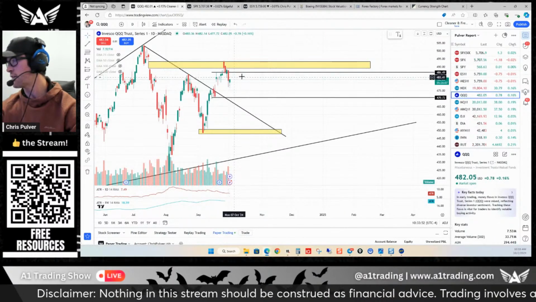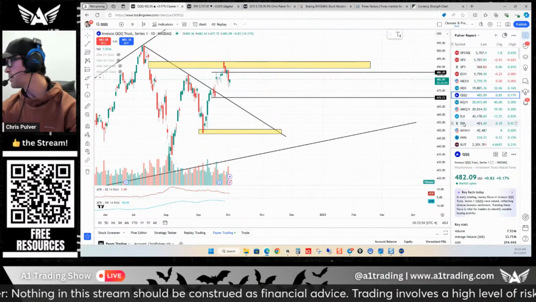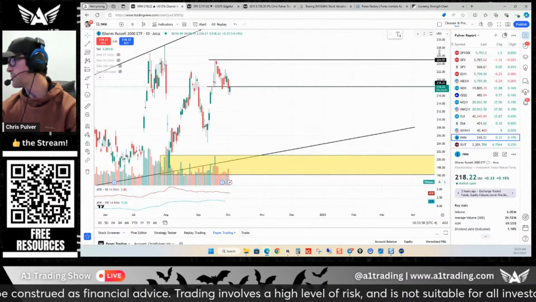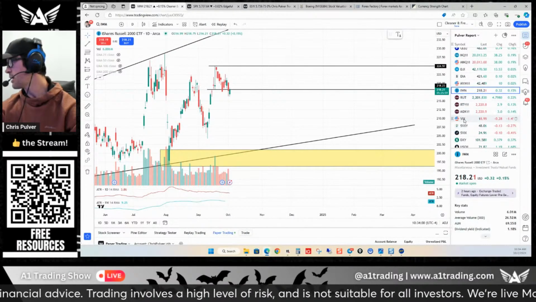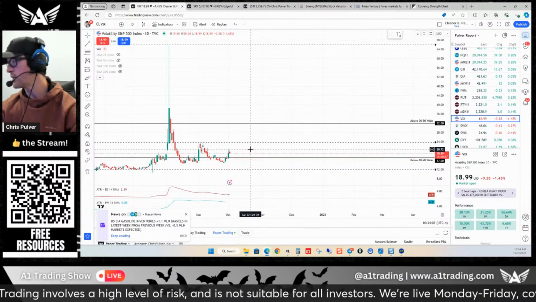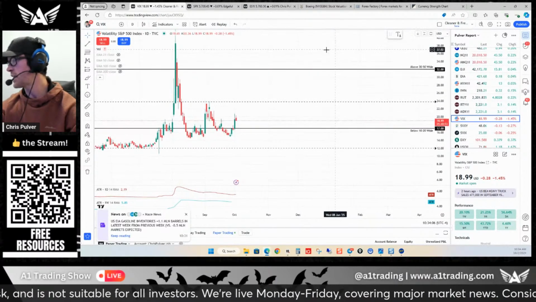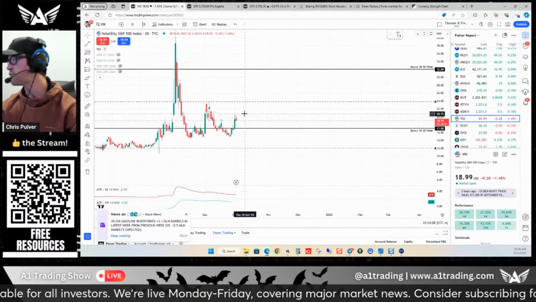Nasdaq, same thing, kind of fighting back from yesterday's sell-off. Dow, sideways. Russell, fighting back a little bit from yesterday's sell-off. Volatility has faded slightly. We had about a 25% move from low to high, ended up closing about 15% higher on volatility yesterday. It's fading a little bit today.